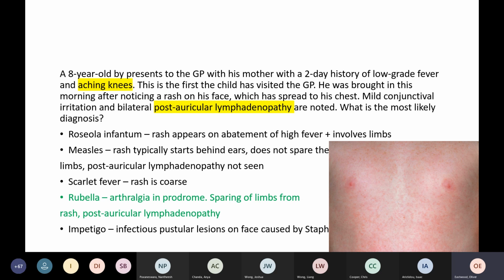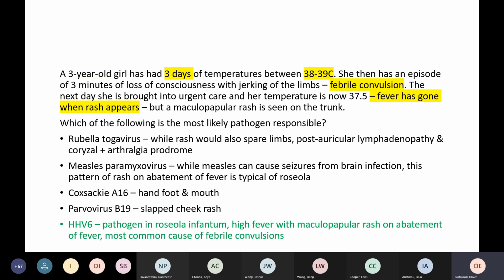I didn't really mention the rash, but in rubella it would start on the face and classically spares the limbs, whereas measles doesn't. In reality it's a bit of a blurred line, but at least for SBA land, it's a useful thing to remember. And on to the second one.